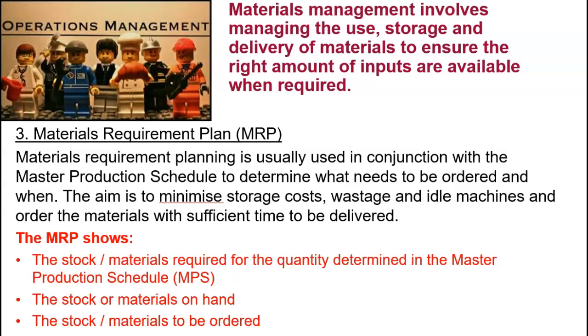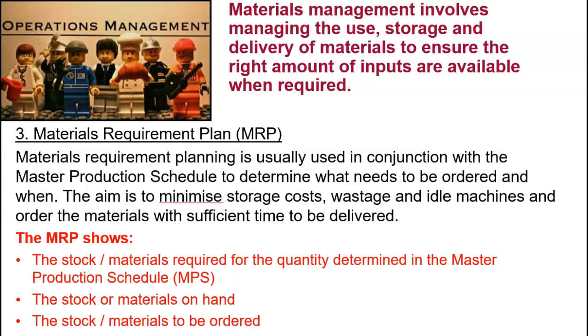You know what you're producing, so you know what you need materials-wise, minimise wastage, and minimise idle machines. If you've got machines that aren't working, then that's costing the business productivity, or lacking efficiency in particular areas. And you then order the materials with sufficient time so they're delivered so they can plug into the master production schedule.